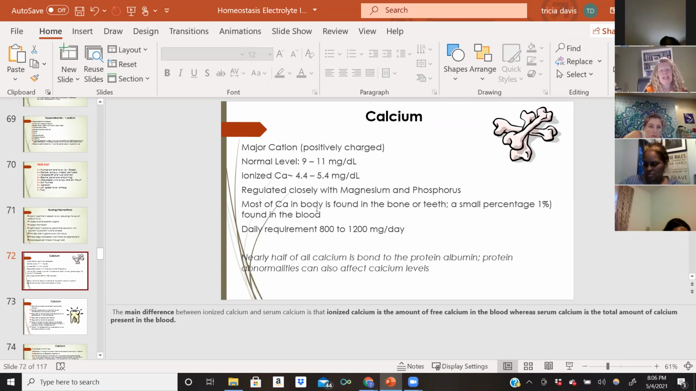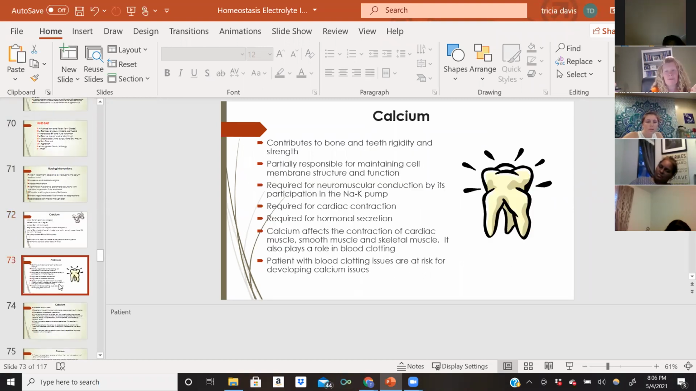Calcium is regulated very closely with magnesium and phosphorus. Most of our calcium is found in our bones and our teeth. A very small percentage, 1%, is found in the blood. Our daily requirement is 800 to 1200 milligrams per day. Nearly half of all calcium is bound to the protein albumin, and protein abnormalities can affect calcium levels. So if you have a patient that has albumin issues, they will probably have calcium issues as well.